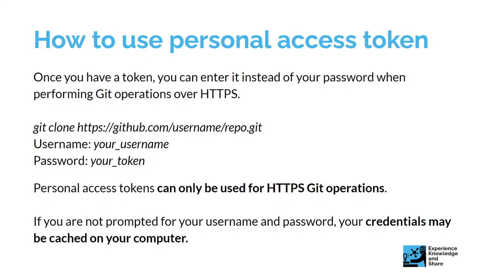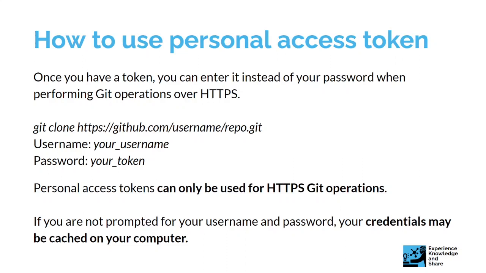Okay, so once it is created, you can enter it instead of a password when performing Git operations over HTTPS. Suppose we have a Git repository and we are cloning it to our local system. We have to use git clone and then the respective repository name. We can also give which directory it should go to. In that case, it will create the repo as a directory. Once you press enter, it will ask for your username. You can enter your username, and when you press enter again, it will ask for a password. There you can enter your token as the password.